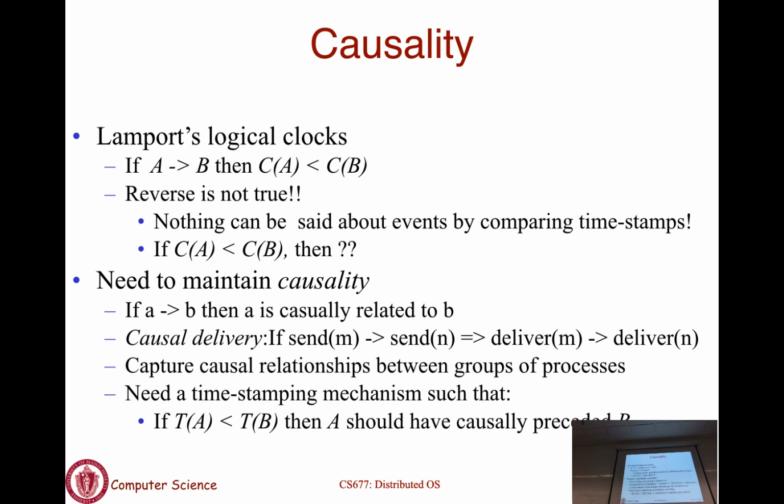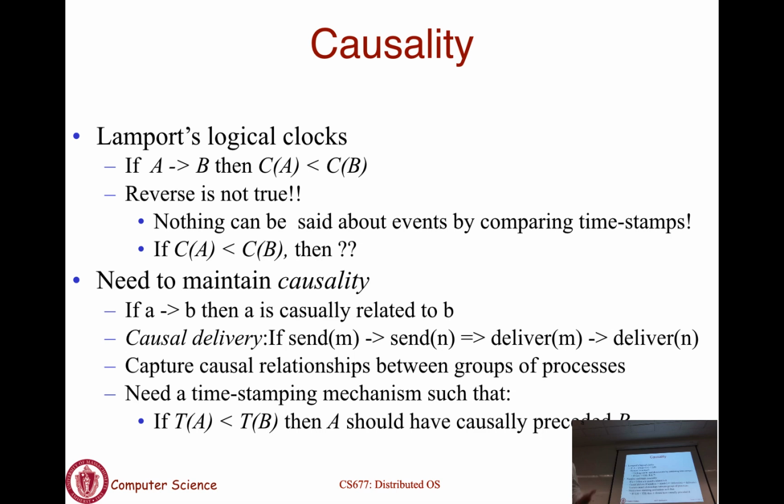Is that clear what we are trying to do? So we want to improve logical clocks and have the implication go both ways. So that's what is said here. In Lamport's clock, if A has happened before B, C of A is less than C of B. But the reverse is not true. You cannot say anything by comparing timestamps. And the question is, if C of A is less than C of B, can we actually say that A has happened before B? Can we improve Lamport's clock to give us the reverse property as well?